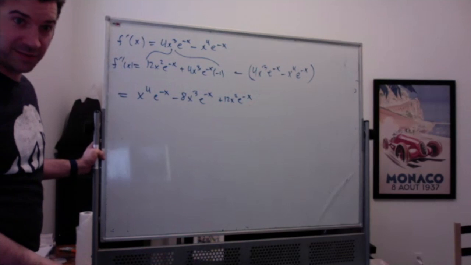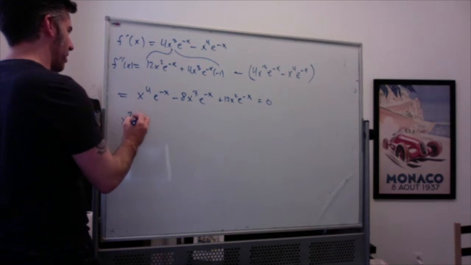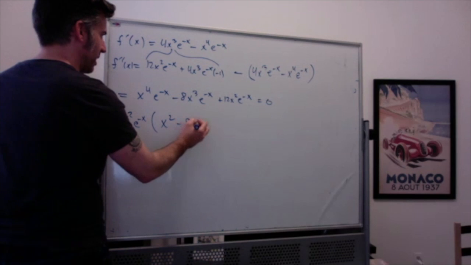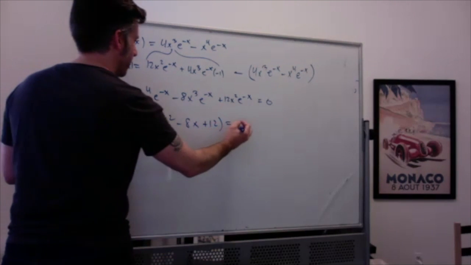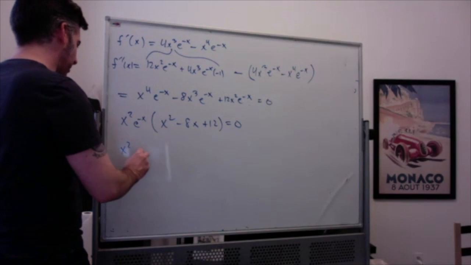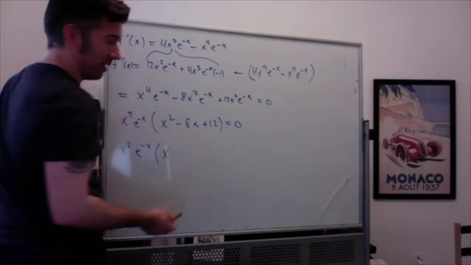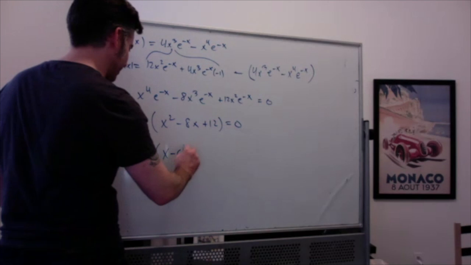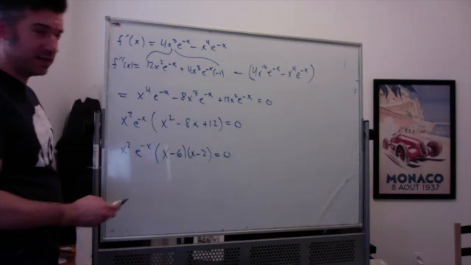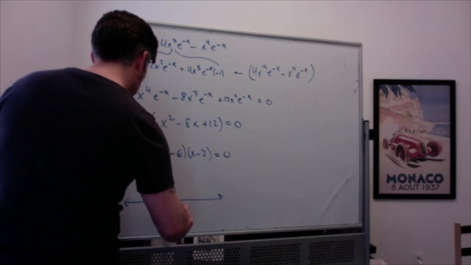All right, let's factor some stuff out because we're trying to find the critical values. I factor out an x squared e to the negative x. I'm left with x squared minus 8x plus 12. And this does factor. That's why I like this problem. It comes out pretty nicely. This factors as x minus 6 times x minus 2. So we get 3 nice critical values for the second derivative: 0, 2, and 6.